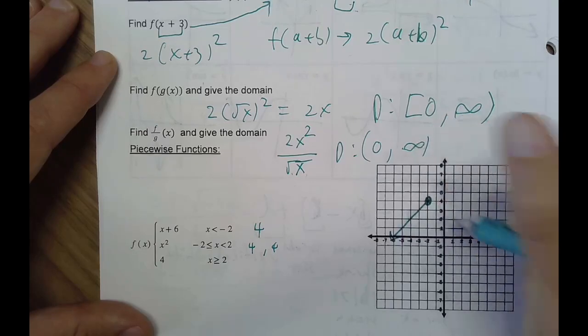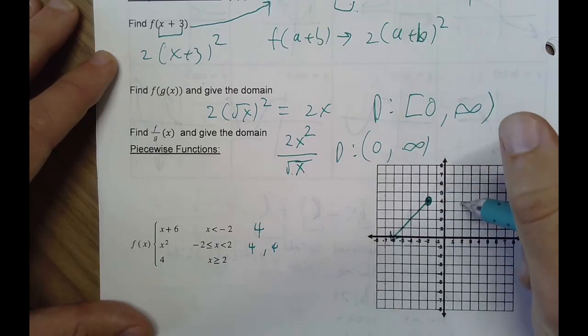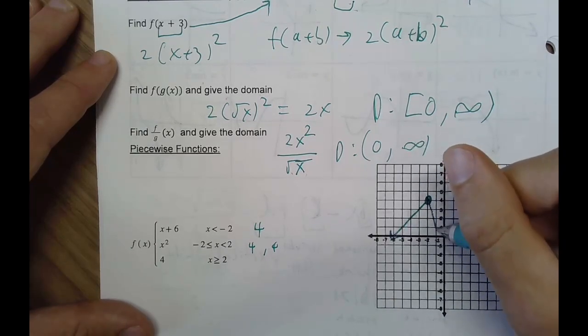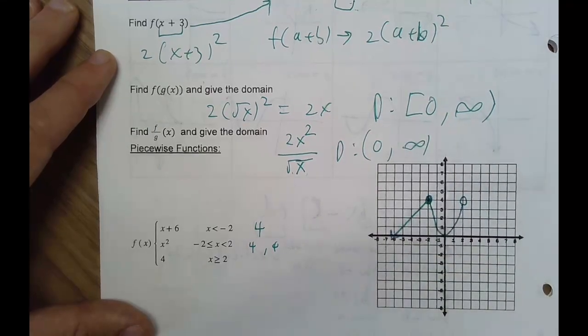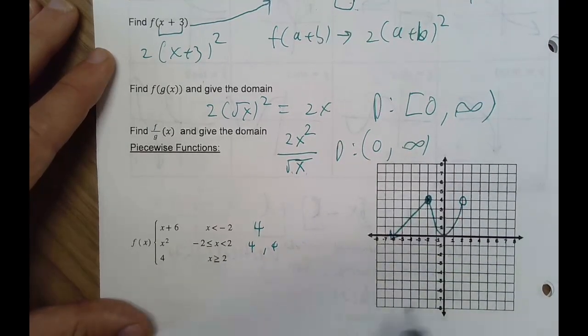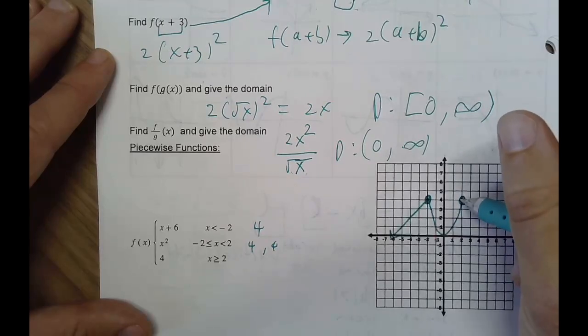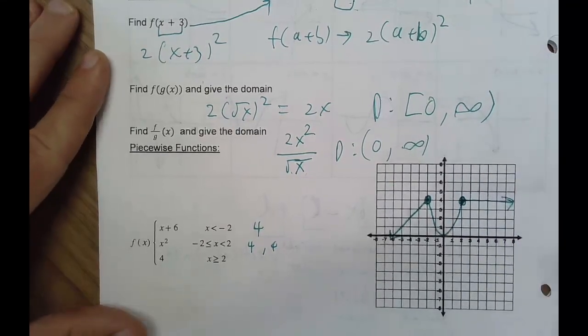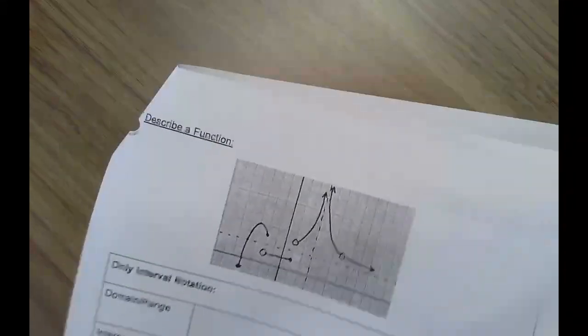We're going to overlap, fill that hole in there, and then at 2, we're going to have an open hole, and then we're going to sketch that parabola in between, because it's x squared. And then it's 4 from 2 and beyond, so that means we're filling in at 4, and we're just going straight over. Okay, that's piecewise, also very important. Describing a function.